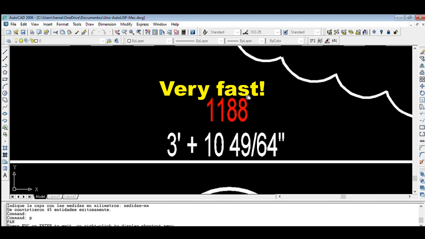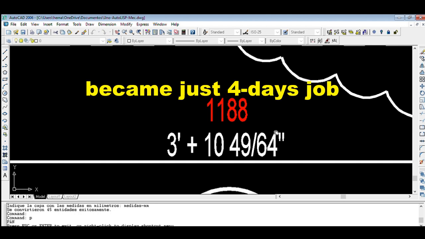With the adjustments I had to make, I finished the 55 drawings in 2 days. With the previous method, it would have taken me about 19 days. In total, I spent 1 day doing the 3 drawings by hand, 1 day making the AutoLISP, and 2 days finishing the job. Therefore, a 19-day job became just 4 days.